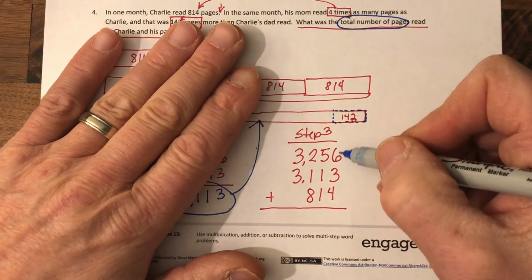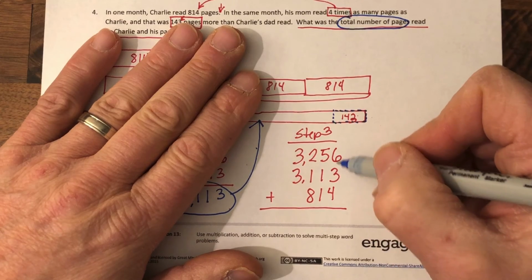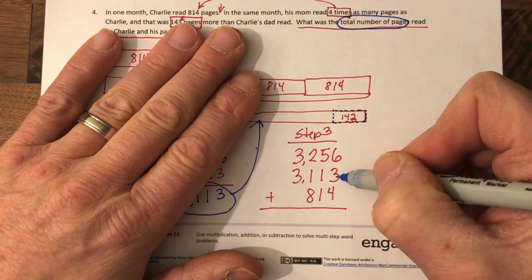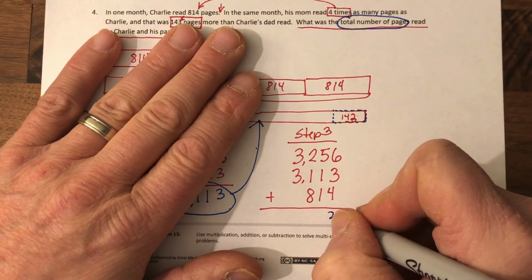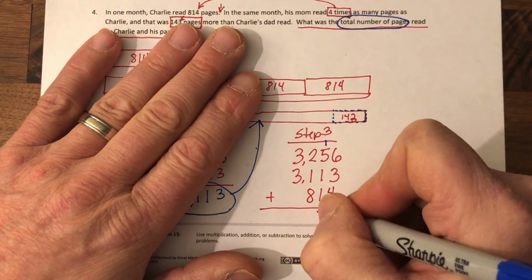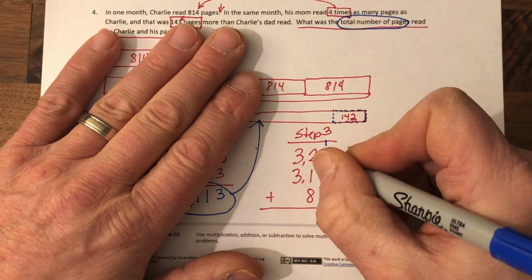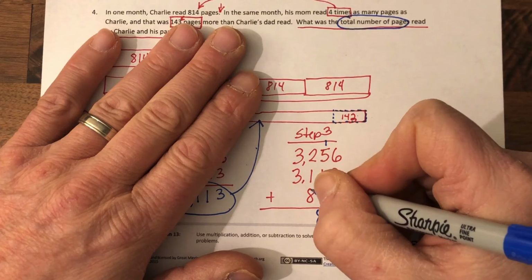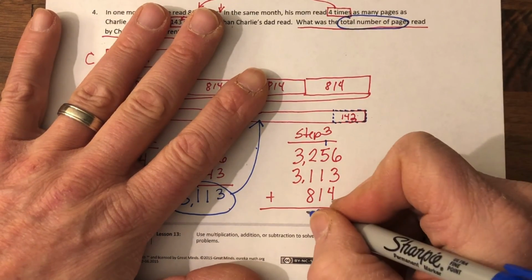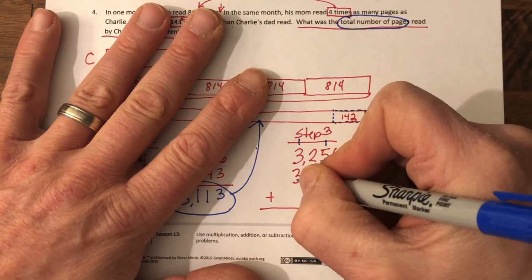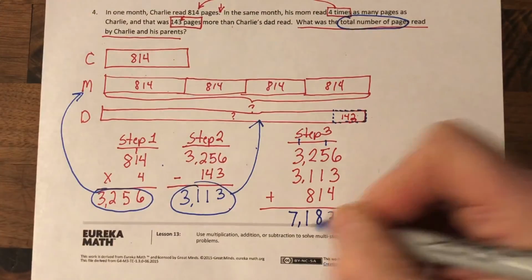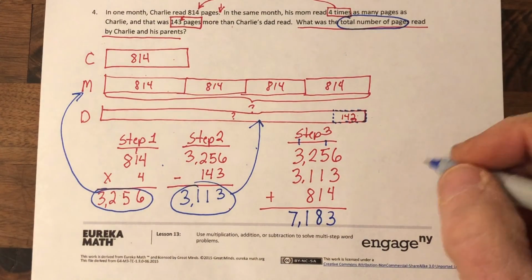So I'm going to look here in the ones column first: 6, 3, and 4. I notice 6 and 4 are friends, so I'm going to add those first. 6 plus 4 is 10, plus 3 is 13. Carry the 1. 1, 2, 3, plus 5, 8. Oh, I see 2 and 8 are friends. See that? I like that. So 2 and 8 is 10, plus 1 is 11. Good. 3 and 3 is 6, plus 1 is 7. There. That's the total amount, 7,183 pages.